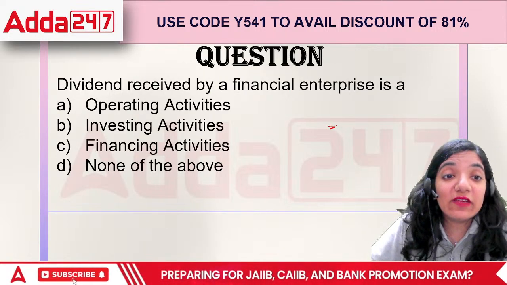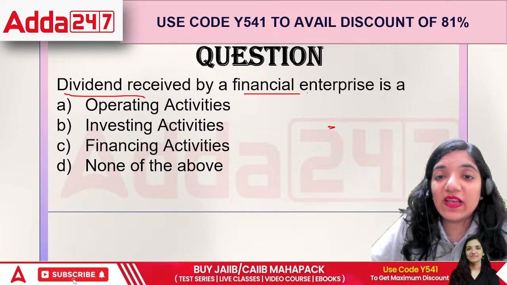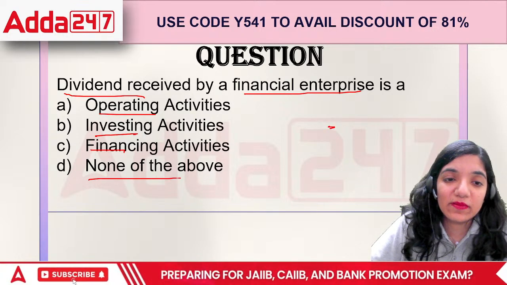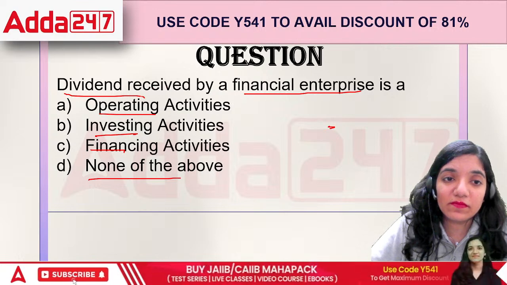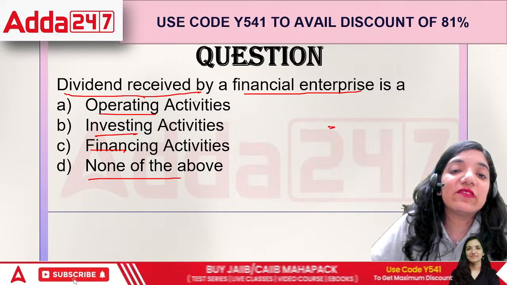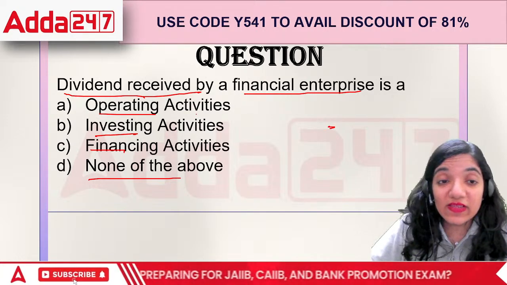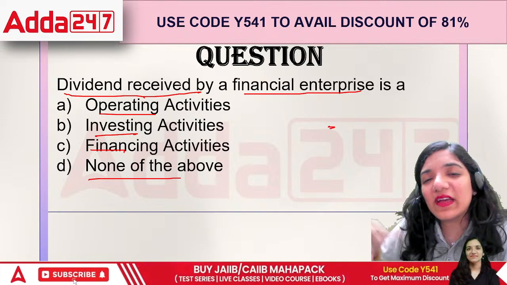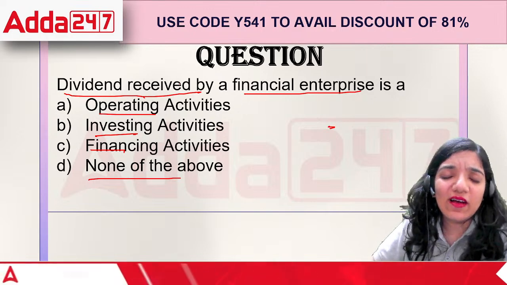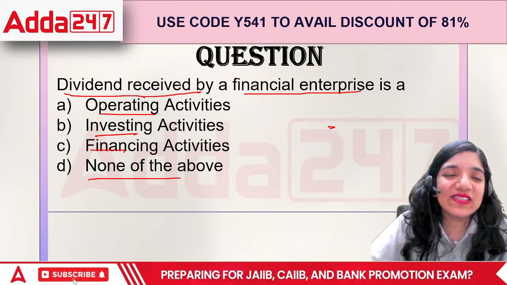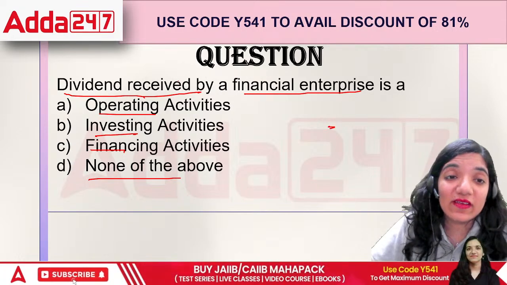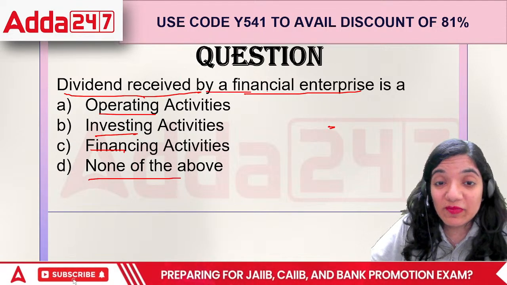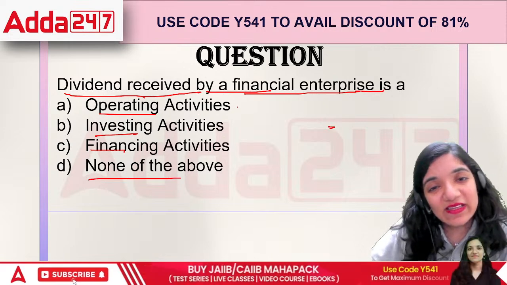Then comes the dividend received by a financial enterprise: is it operating, investing, financing, or none of the above? If the dividends are received by a financial enterprise, then a financial enterprise works upon the share market every single day. For them, buying and selling shares is just like we buy and sell goods. For these organizations, it's not a very big thing. So when these things are happening on a daily basis, the dividend received by a financial enterprise is basically their operating activity.